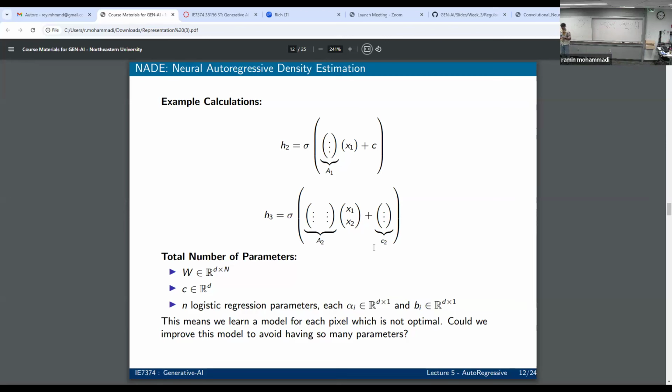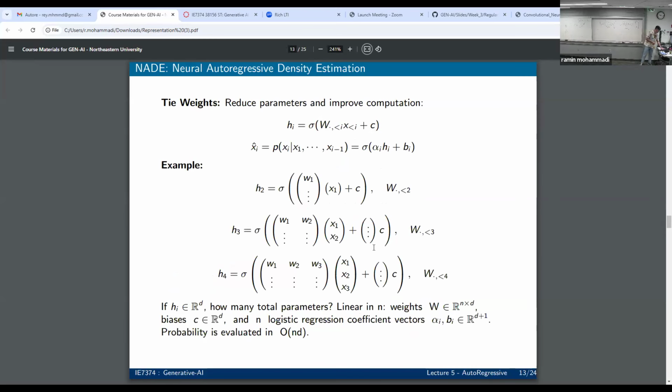And every logistic regression has its own parameters. So from the parameter perspective, for logistic regression, for every pixel you have D parameters for weights, and D parameters for biases here. If you have n of those, you end up with n times this, plus all the parameters that you are learning here, right? So it becomes expensive, right?